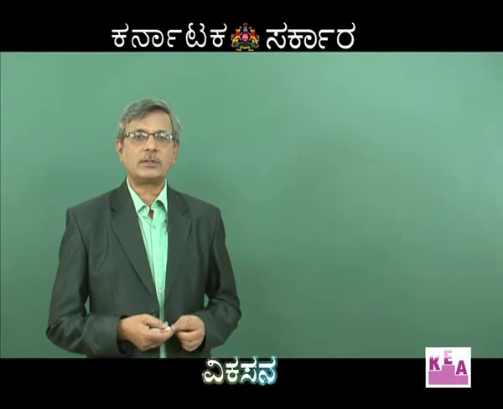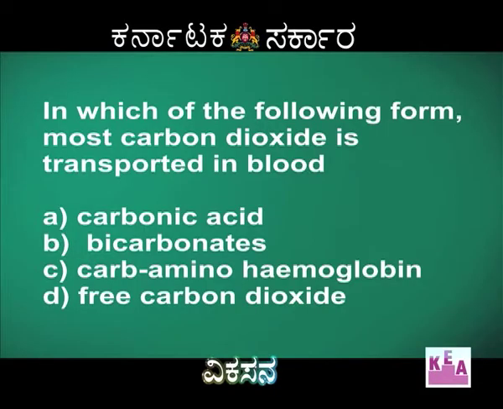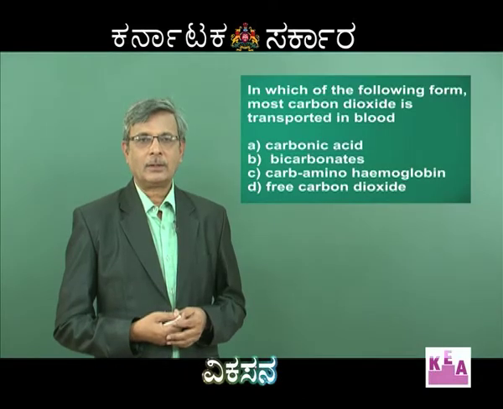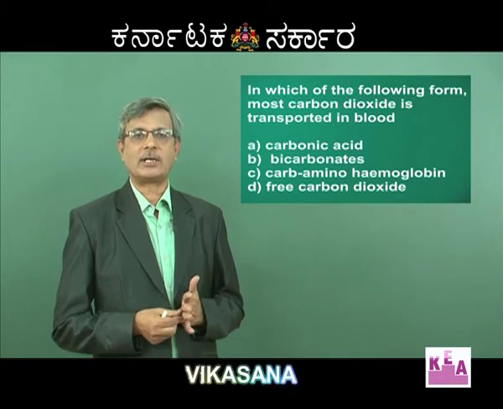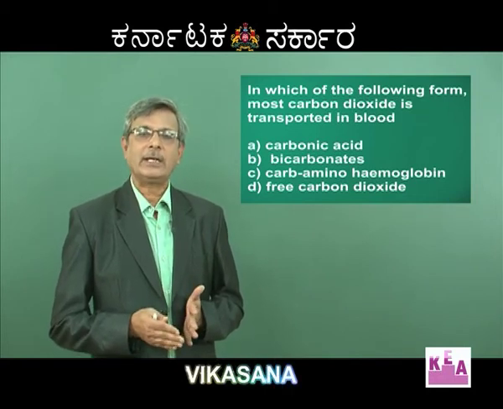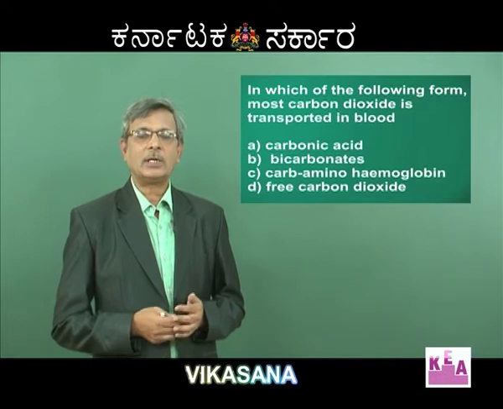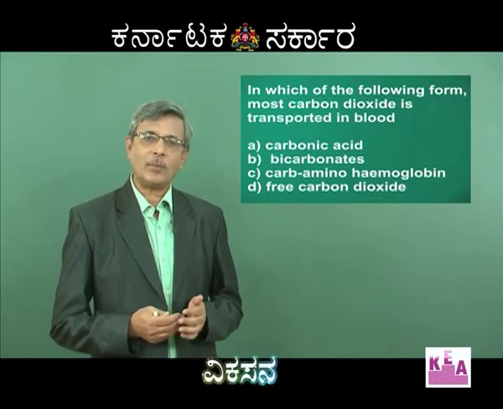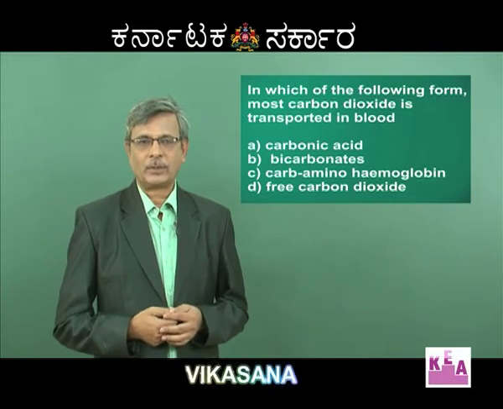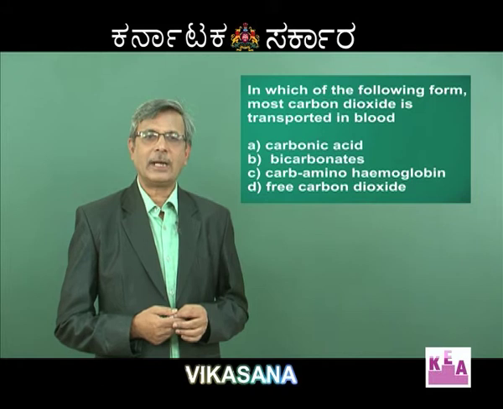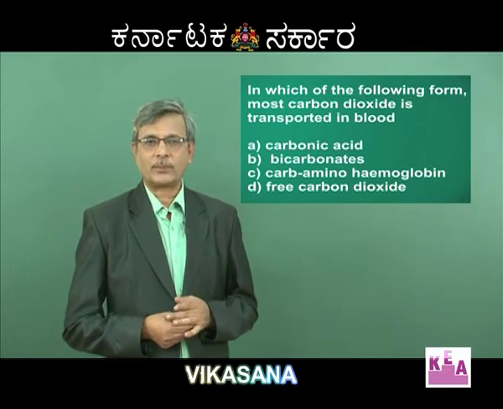The question is, in which of the following forms is most carbon dioxide transported in blood? Dear friends, remember carbon dioxide is a waste gas. Carbon dioxide, which is formed as a result of biological oxidation of respiratory substrate in the body tissue, is taken through the blood from the body tissue into the lungs for its elimination. Carbon dioxide is taken in three forms.